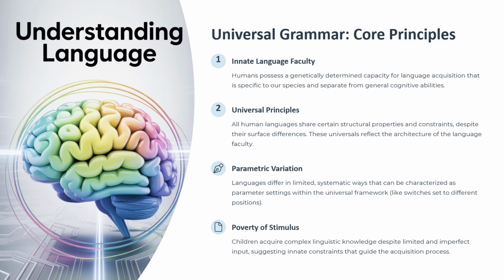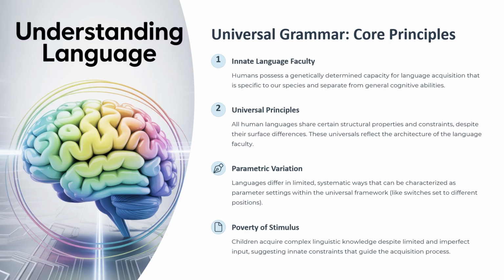Universal grammar core principles. Innate language faculty. Humans possess a genetically determined capacity for language acquisition that is specific to our species and separate from general cognitive abilities. Universal principles. All human languages share certain structural properties and constraints, despite their surface differences. These universals reflect the architecture of the language faculty.